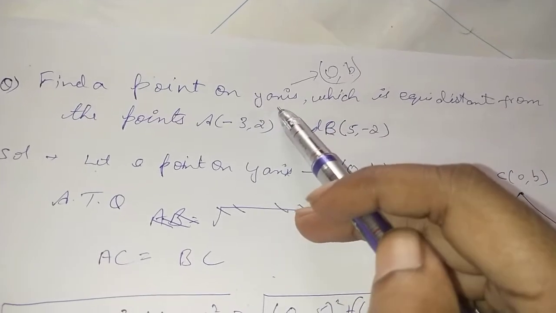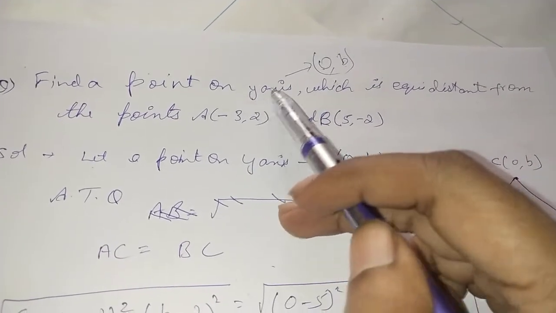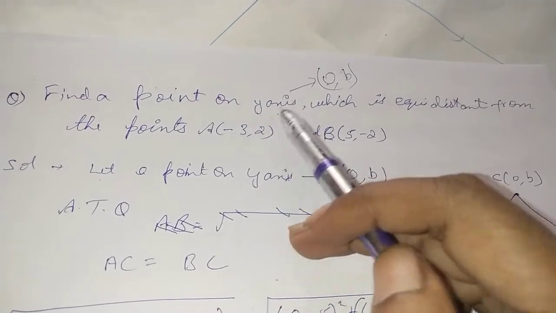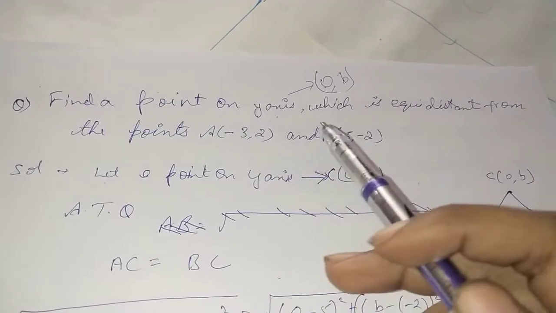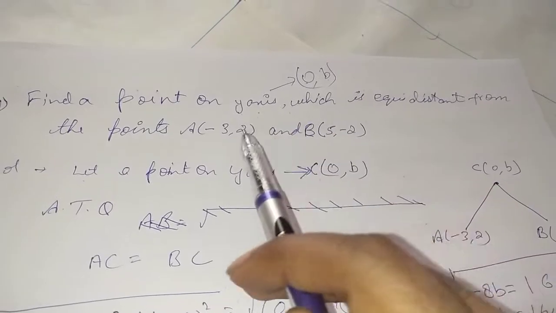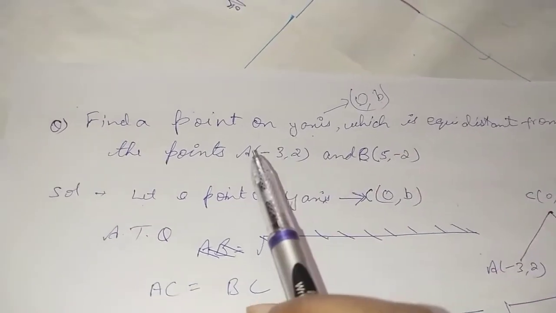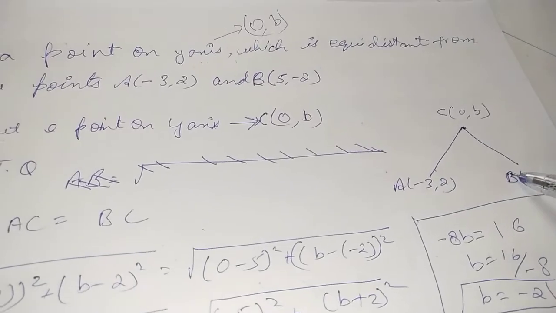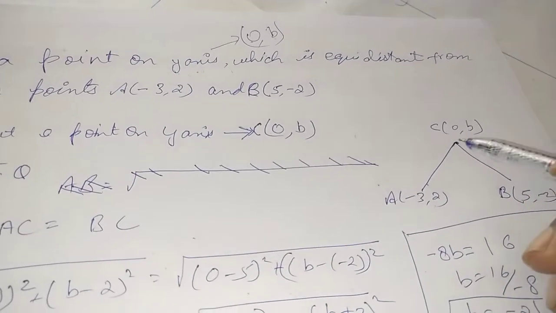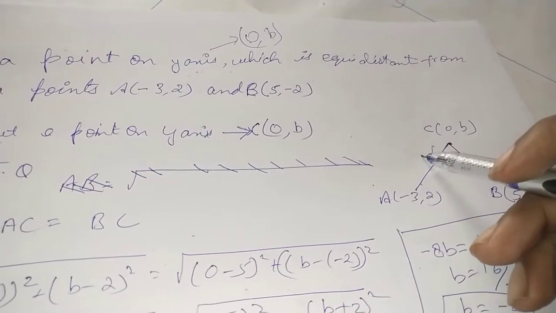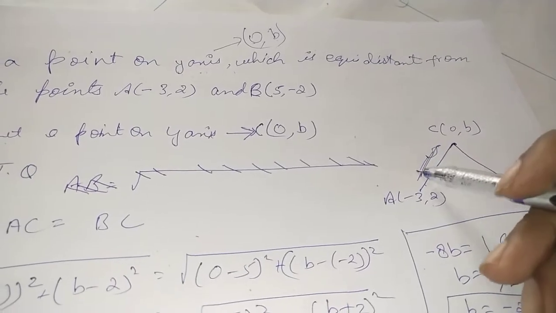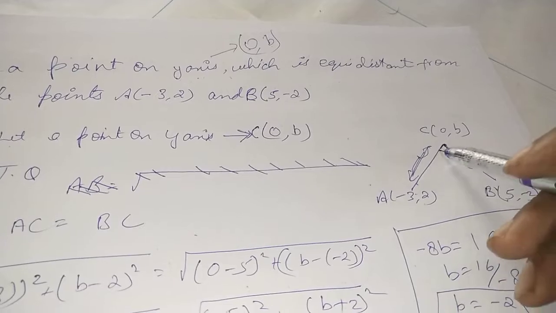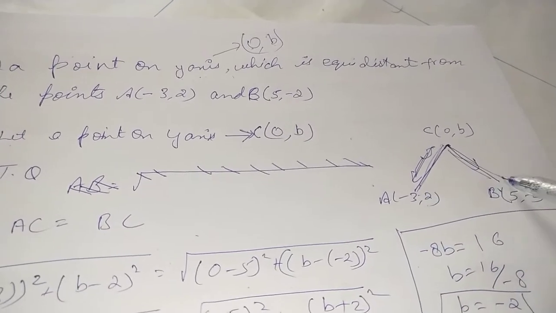Similarly, had it been the x-axis, we could have taken it to be x comma 0, a comma 0, b comma 0, d comma 0. We could have taken any point, any variable. So it says find a point on the y-axis which is equidistant from the points A and B. A point equidistant from this and this. What do you mean by equidistant? Equidistant means having equal distance from A and B to the point C. So this part and this part are the same.